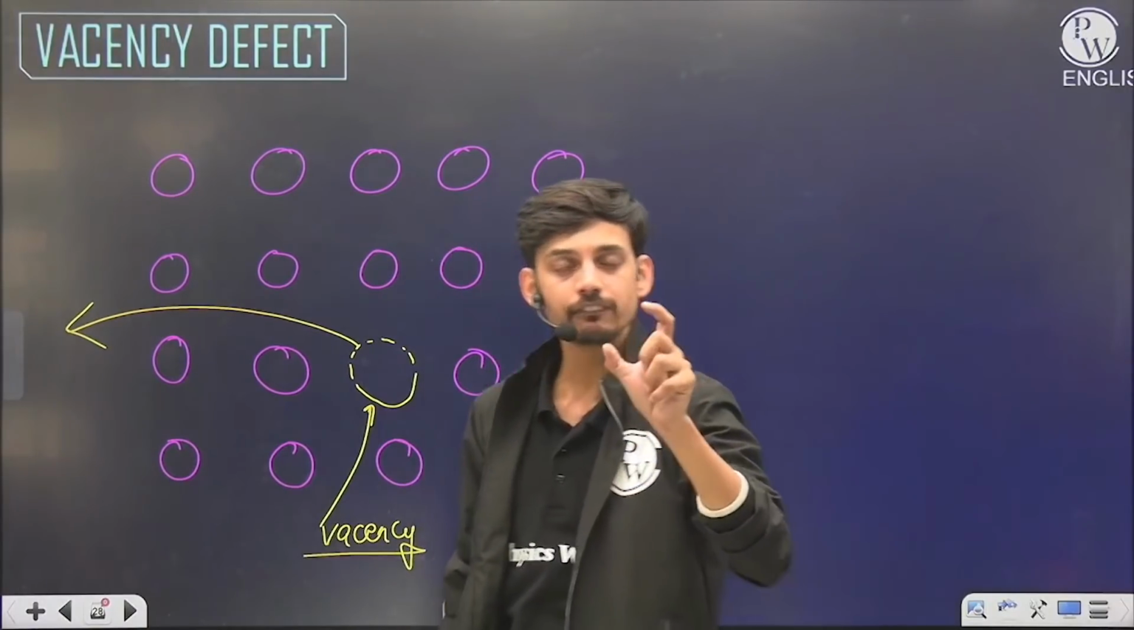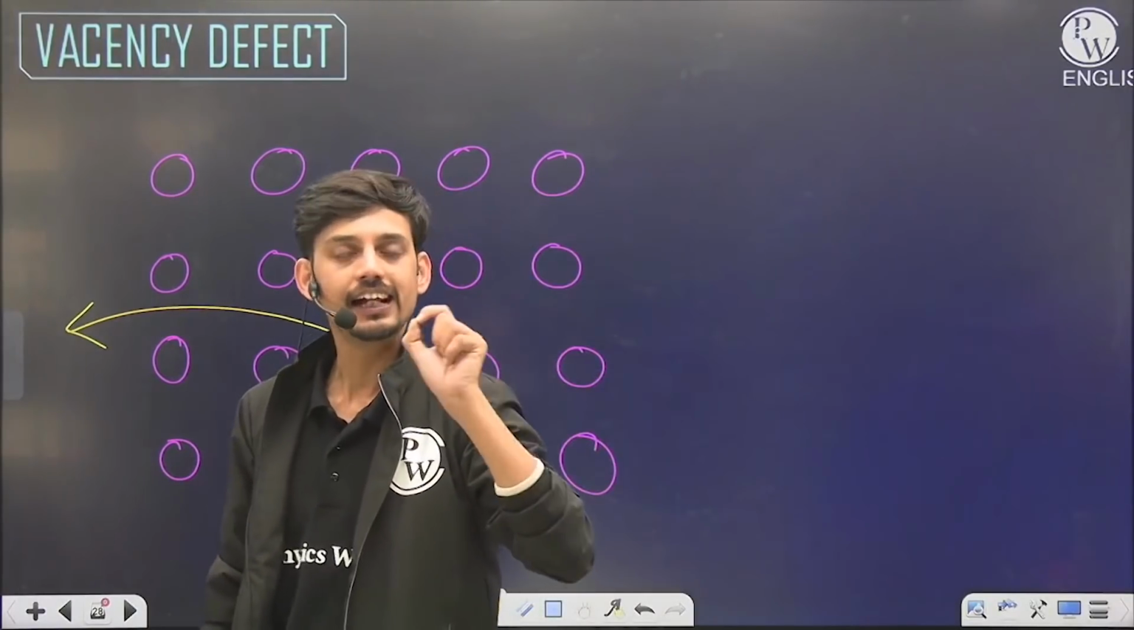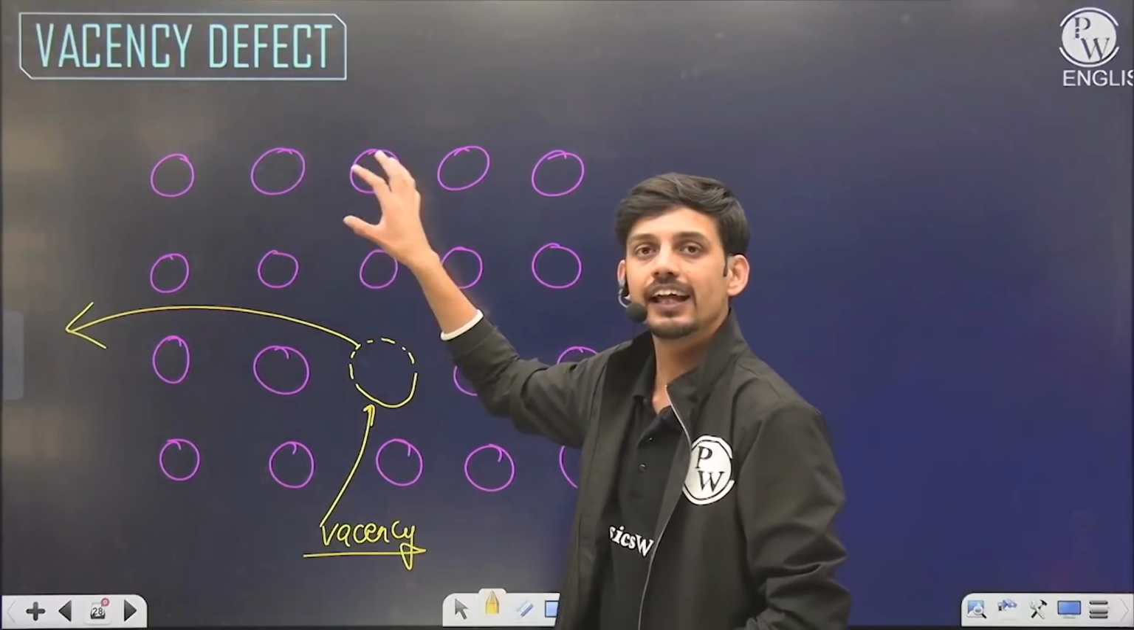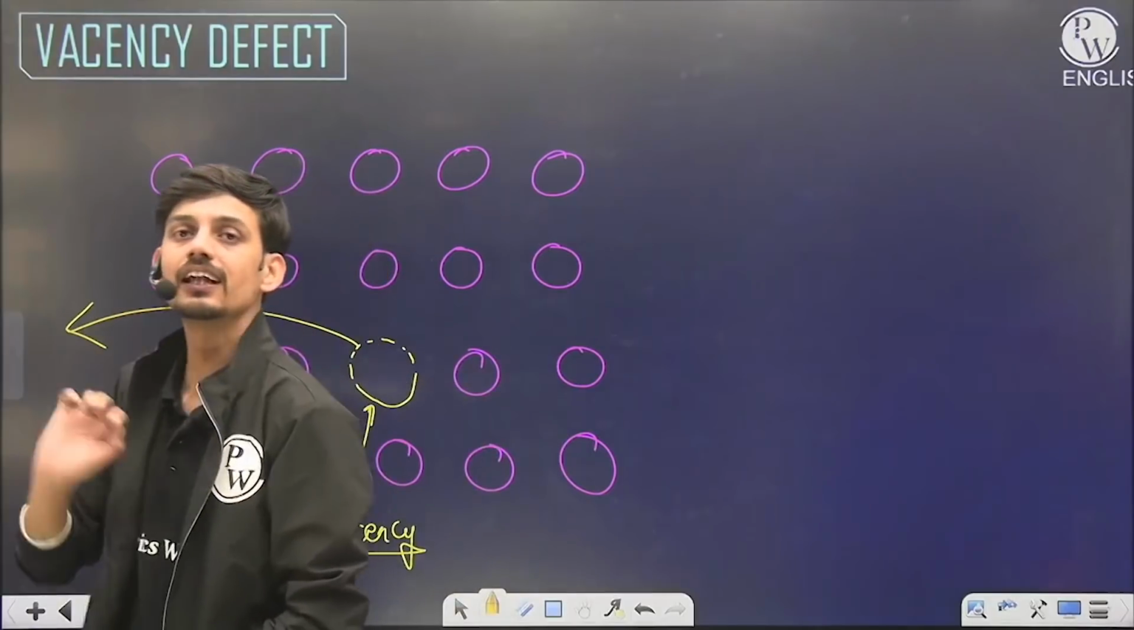This is the difference between dislocation and vacancy. In dislocation, the atom is displaced, but it is still present in the lattice. In vacancy, the atom is nowhere present in the lattice.